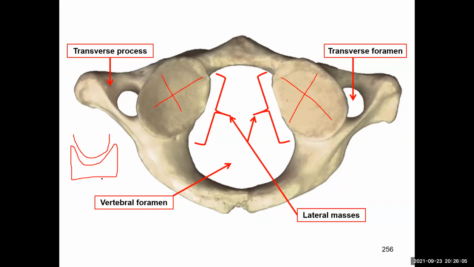In the center of the vertebra, we have the vertebral foramen. Makes sense because that's where the spinal cord is going to go. And then we have the transverse process, the projections that come laterally off of the side of the vertebra. And then we have the holes in the transverse process, and that's the transverse foramen. The transverse foramen in our cervical vertebrae is where the vertebral artery and vein will travel.